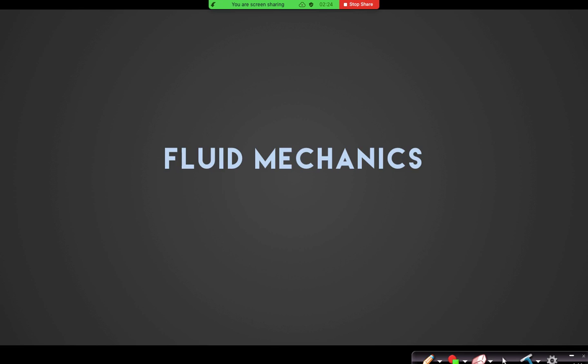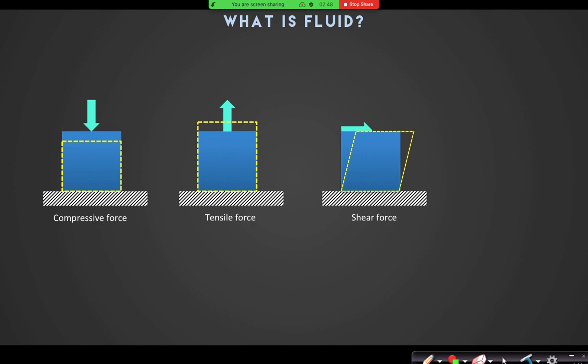And what about those forces? As I have told you, the force between the molecules is more than that of the gaseous molecules, but it is definitely less than that of the solid molecules. Now, three types of force are there that we can exert on any body. So let us talk about those forces first.